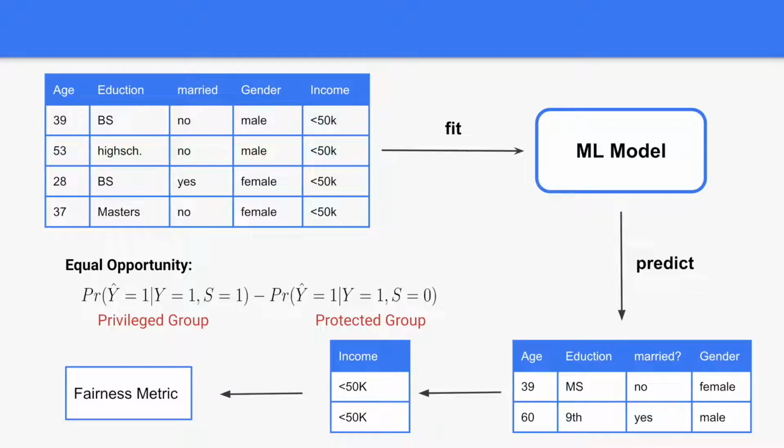So if this difference is large, that means that the true positive rate of the privileged group is much larger than the true positive rate of the protected group. Then there is a large bias. The goal of explainable AI is trying to identify a set of features or training data points that are responsible for this bias.